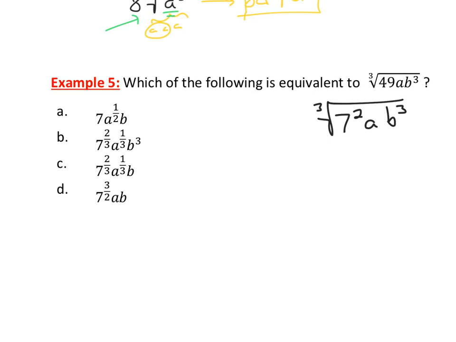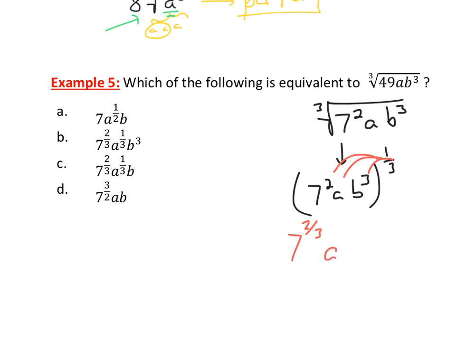So I would start by rewriting this particular problem as 7 squared a b to the third. Then I would switch everything to a fractional exponent. That means I'd rewrite the cubed root as a 1/3 exponent, which I can then give to each individual base. So 7 to the power of, 2 times 1/3 is 2/3. A to the power of 1/3. And b to the power of 3 times 1/3 is just 1. If you look through the answer choices, it looks like answer choice C is the best bet. It's the only one with that.